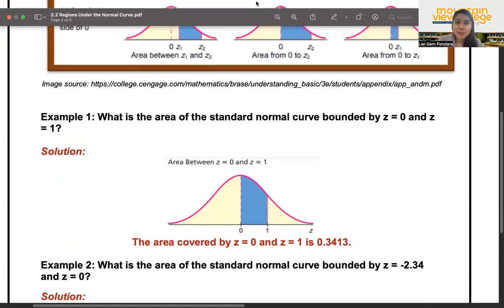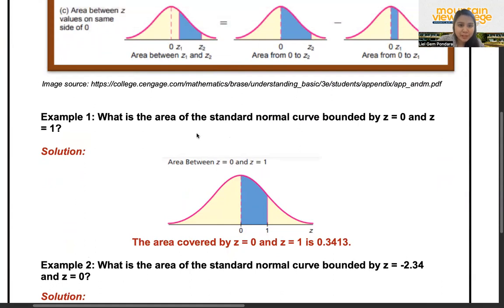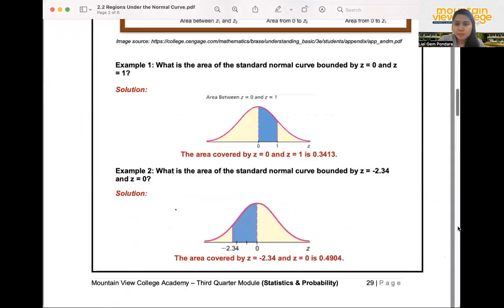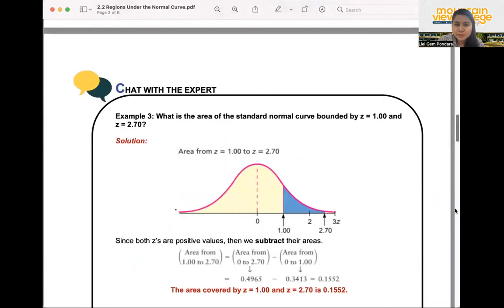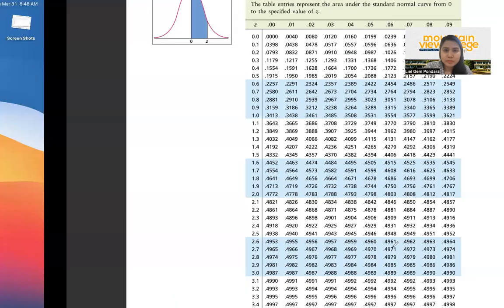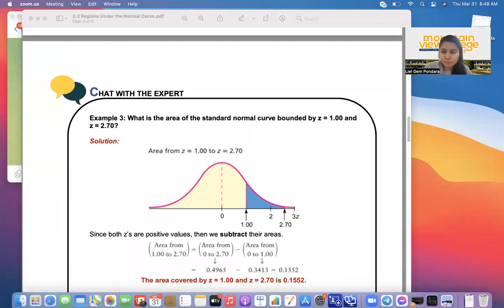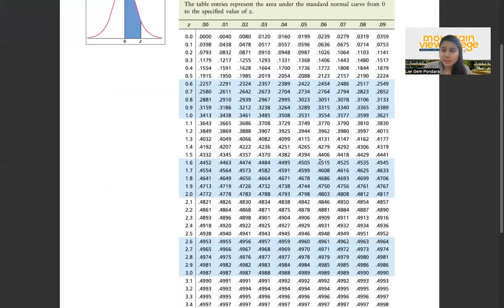Based on your z table, let me check if I can have a new share. Sorry. Where's my other one? Wait first. And where's my z table? There. You could not see this. Can you see my z table?